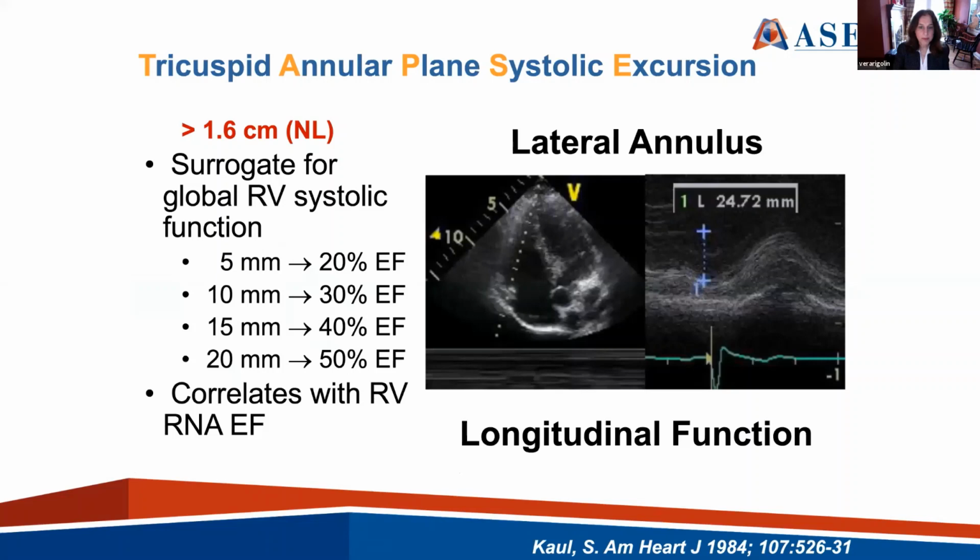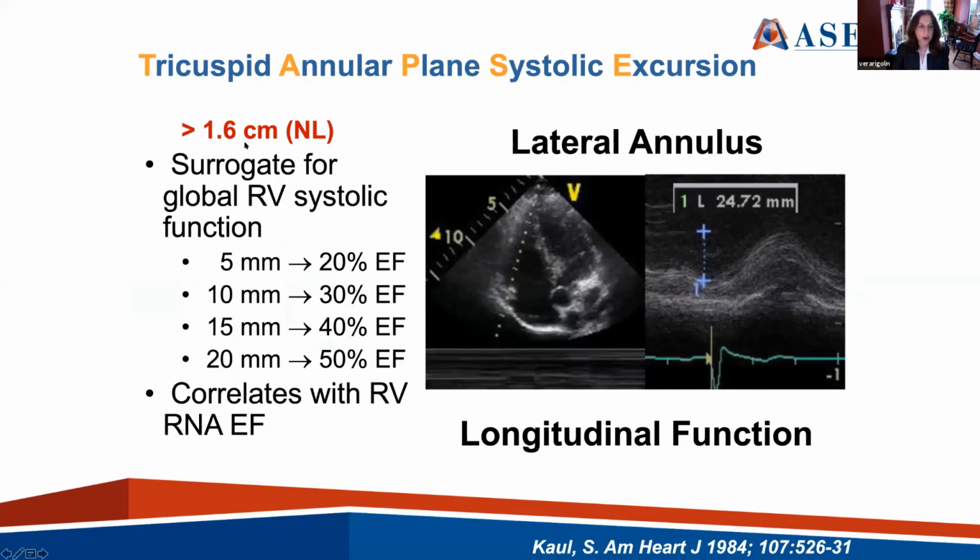Now, what about TAPSE? The way we do TAPSE is we place an M-mode cursor at the annulus of the tricuspid valve. We turn on our M-mode recording to look at the excursion of the annulus, and then we measure from the nadir to the peak of that excursion.